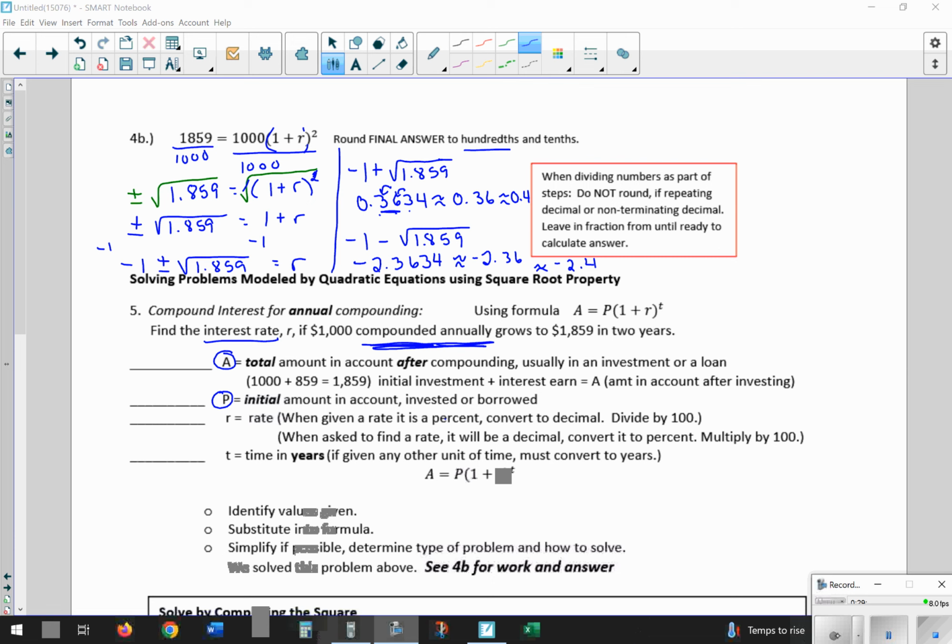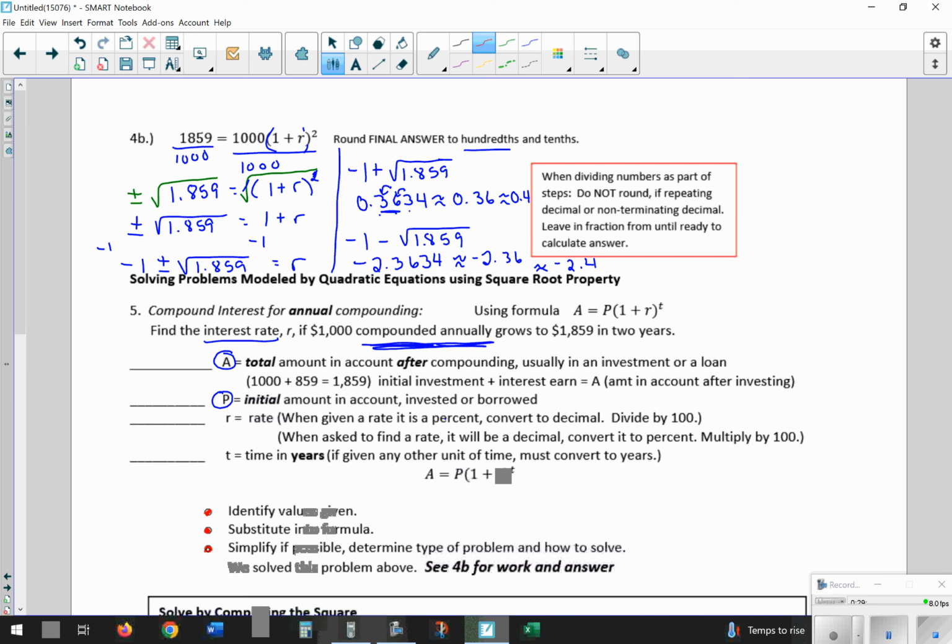Time is always in years. And if I give you any other unit other than years, you do have to convert it into years before you can use it. Now, this is math land. I'm only doing years. We're not focusing on that here. Your steps with this type of word problem, you have to be able to identify the values that we've been given. You have to be able to substitute them into the formula. And then you need to be able to simplify that given formula.